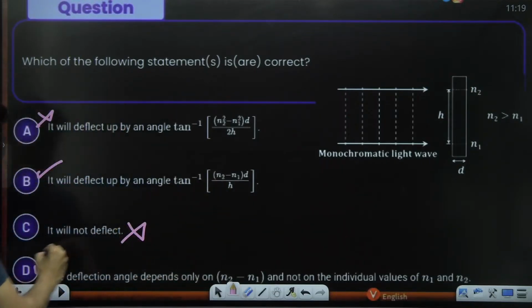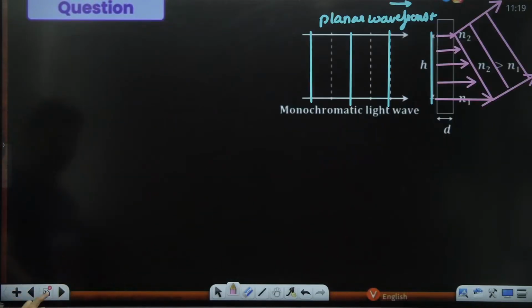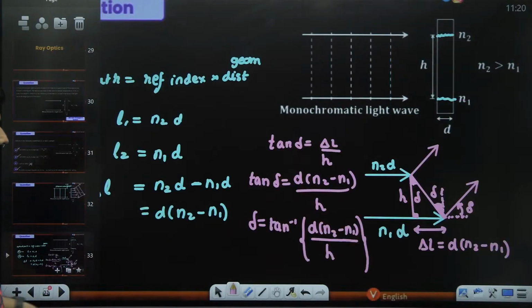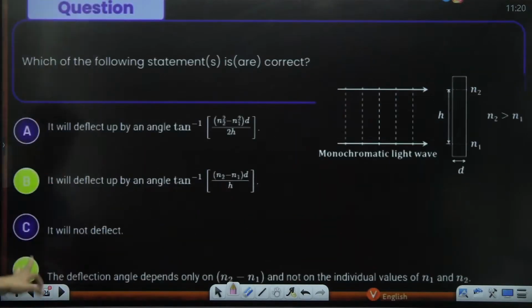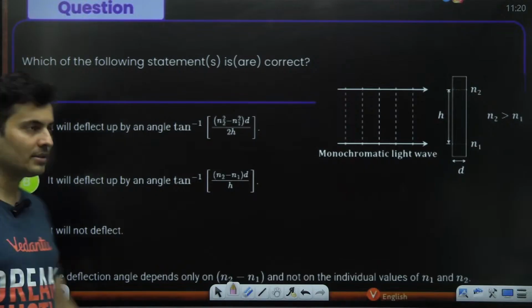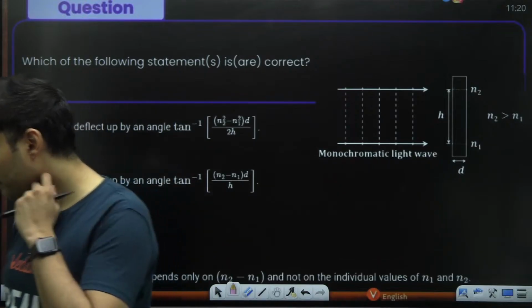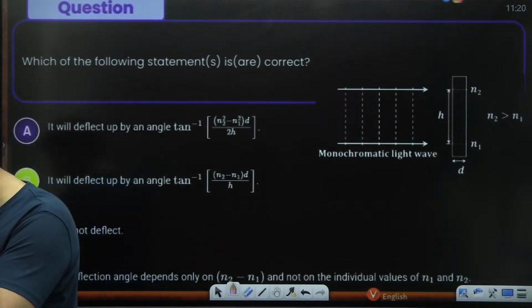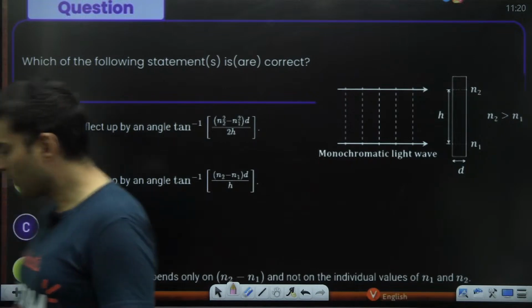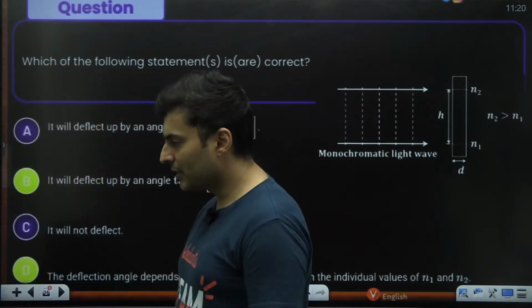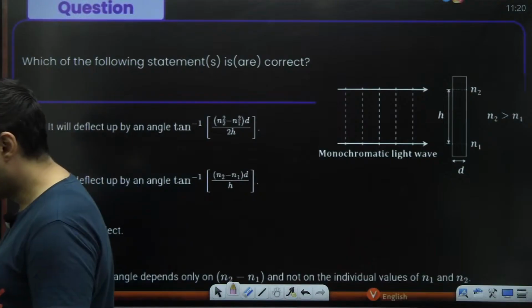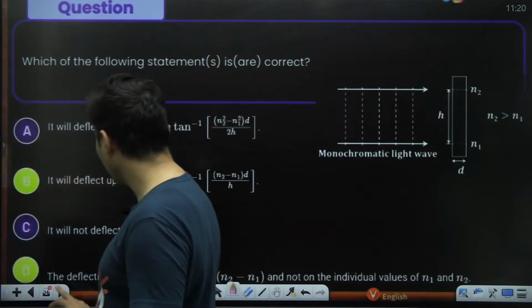So yes, D option is also correct. So B and D are the right answers. Let's check them out. Yes, B and D are the correct answers. Is this absolutely clear, everyone? Very good. Excellent. Perfect. Shall we go ahead to the next question coming up on your screen, my dear students?